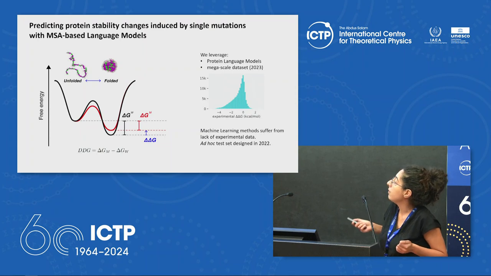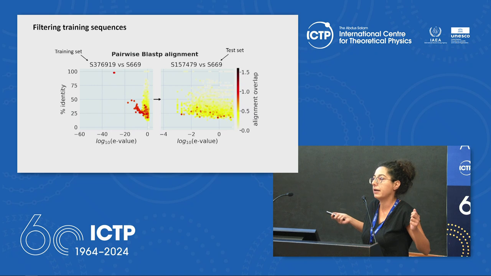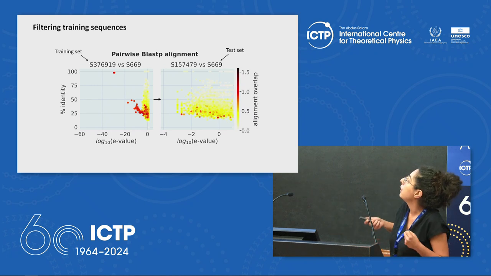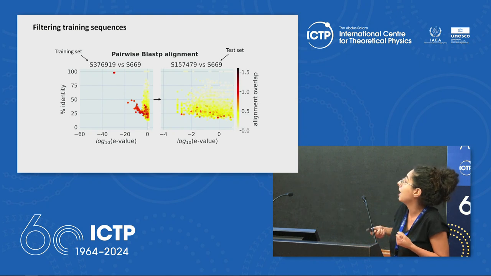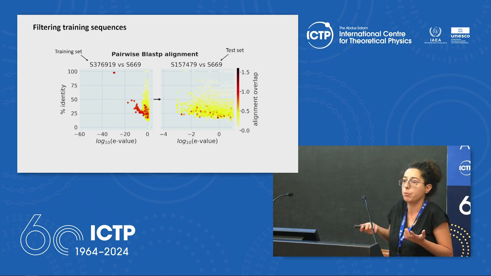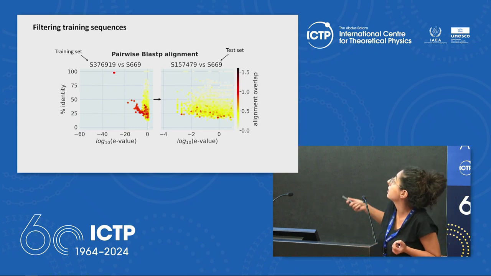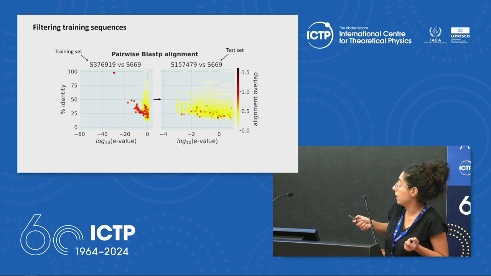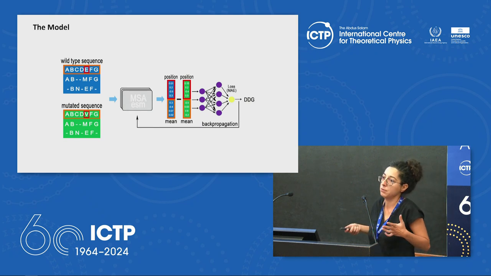So we really care about this issue, we care about the data that we use, and we are careful in what we do. So what we actually retain are sequences that don't have a high signal of similarity, of effective overlap when aligned to the test set under consideration, which is this S669. So after this data filtering, I'm going to tell you a little bit about the model that we use.